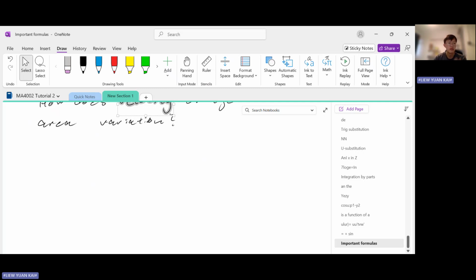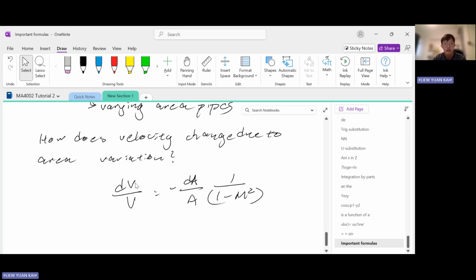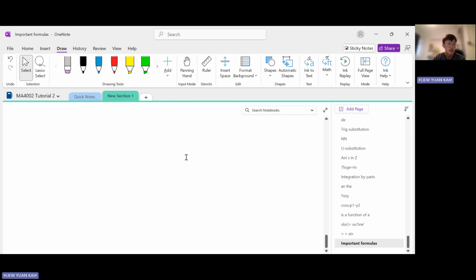There is a derivation behind this equation that I'm about to write. So let me write down the equation. dV over V is equal to minus dA over A, times 1 over 1 minus M squared. I'm not going to derive this equation, but take it to be true. There is a derivation behind this, but we're not interested in that. What this helps us do is connect V to A.